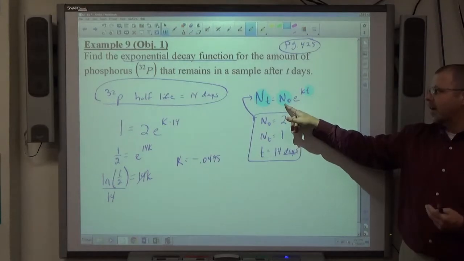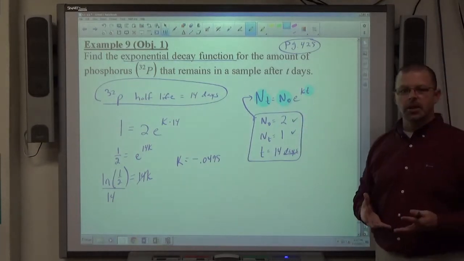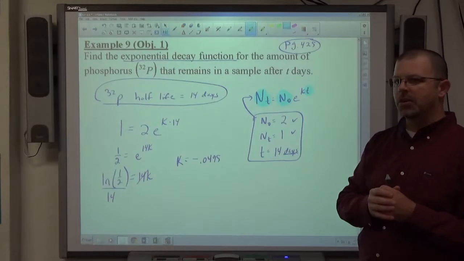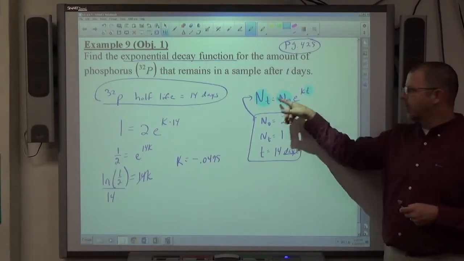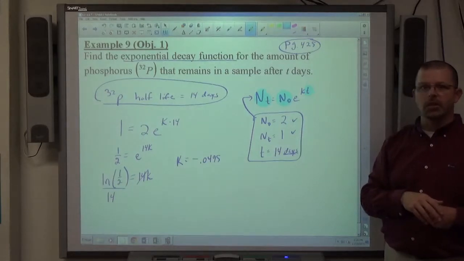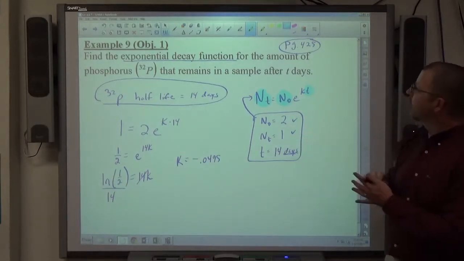If I can figure out how much this is, hey, Tucker, here's 500 pounds of phosphorus 32, you're going to keep it for 44 days. 500 pounds, 44 days, we should know exactly how much is left over at the end of 44 days, right? So that's what we're trying to create here.